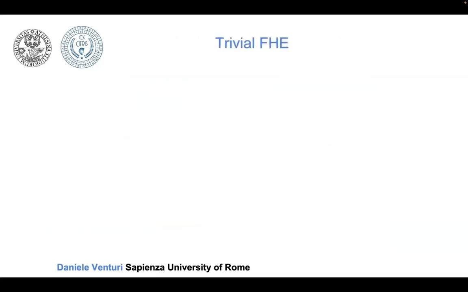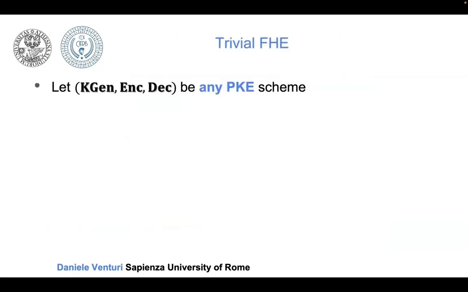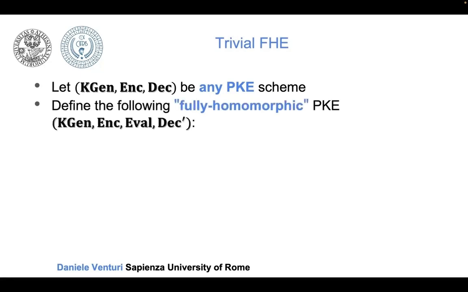In order to get some confidence with this concept, let's look at the following trivial fully homomorphic encryption scheme. Take any public key encryption scheme and define the following fully homomorphic encryption scheme. It will be exactly the original public key encryption scheme, except that my evaluation function does the following: it takes as input the public key, the ciphertext and the function, as usual, and it outputs the ciphertext along with the function.